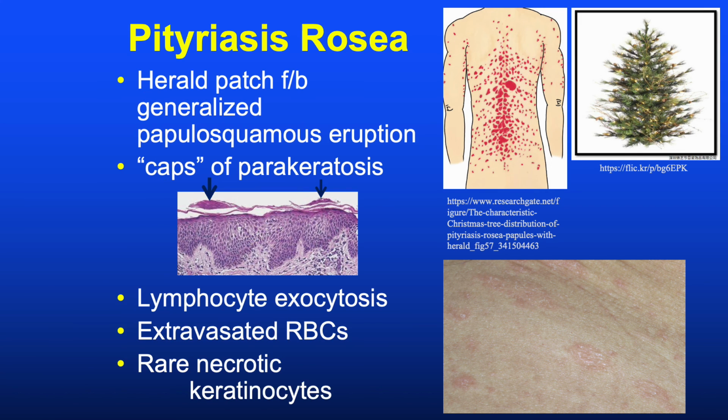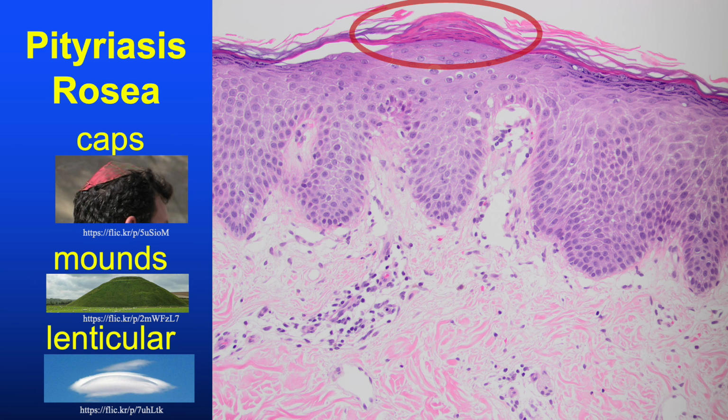And although clinical correlation is still nearly always required, there are a few histopathologic features considered to be distinctive for PR, including caps of parakeratosis, lymphocyte exocytosis, extravasated red blood cells, and occasionally rare necrotic keratinocytes. And while any one of these findings is probably not very specific, seeing two or more of them in combination tends to increase one's diagnostic confidence.